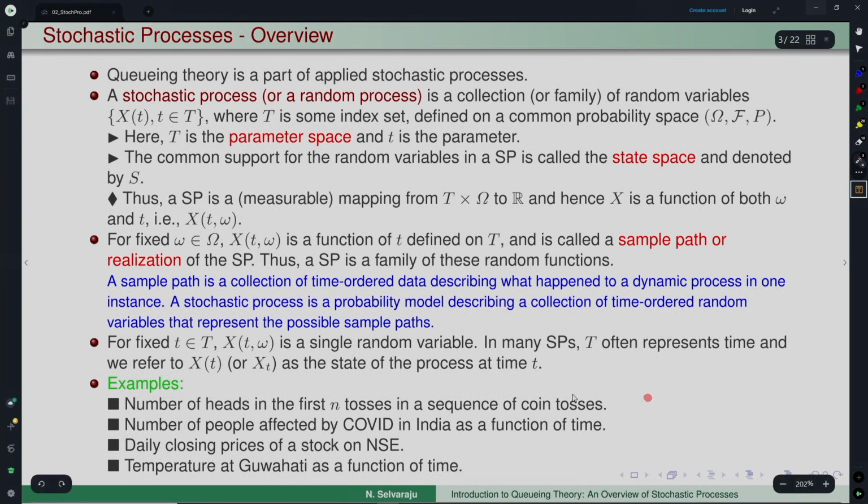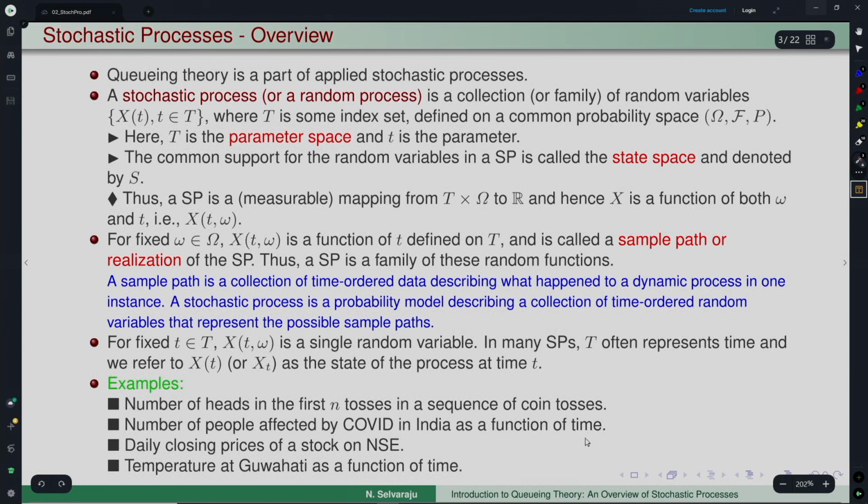So, here in the first example, the index set is basically 0, 1, 2, 3 and so on. The state space is also 0, 1, 2, 3 and so on. In both cases it is the non-negative integers. So, that is the parameter space and the state space for this particular example. Like that, you can make up other examples also, for example, the number of people affected by COVID in India as a function of time.